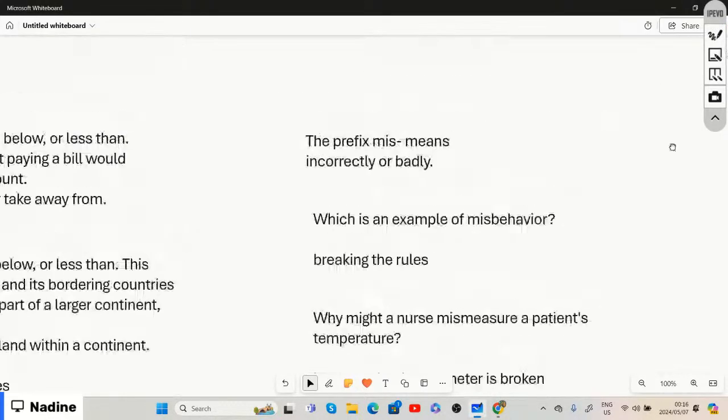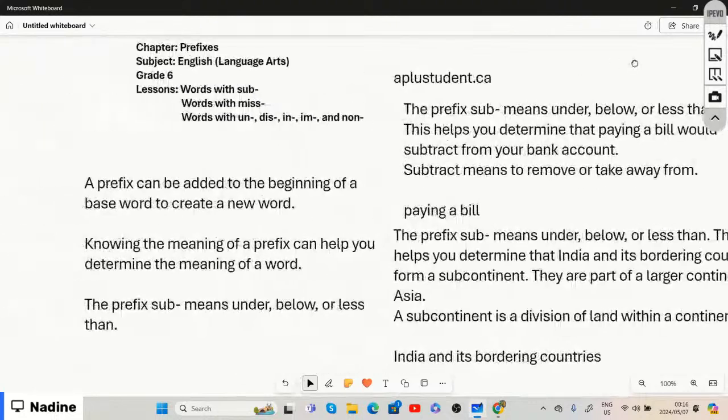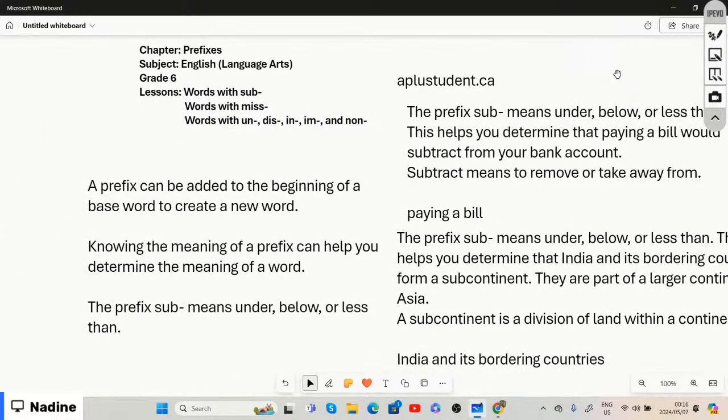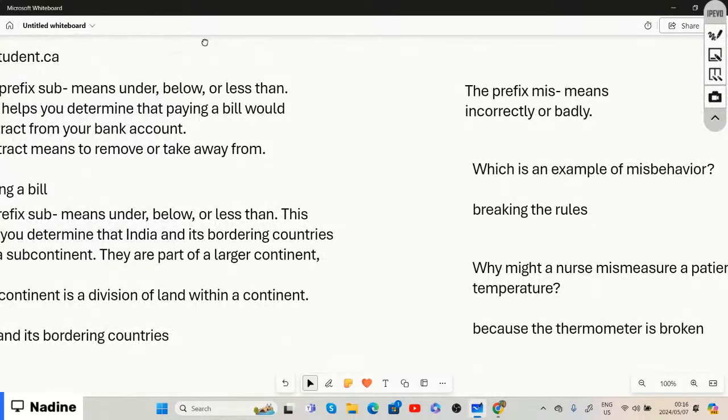So once again, we said that when it comes to prefixes, knowing the meaning of a prefix can really help to determine the meaning of the word. And if we look at this prefix mis, especially with misbehavior, if we break down that word, behavior and misbehavior, then it means that misbehavior and behavior are literally opposite to one another.